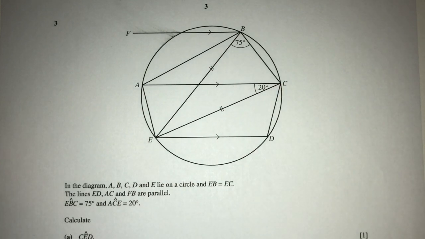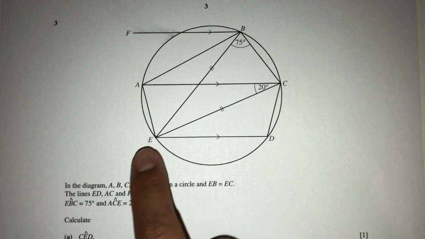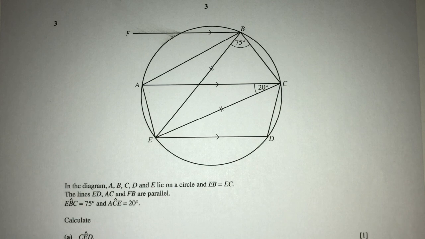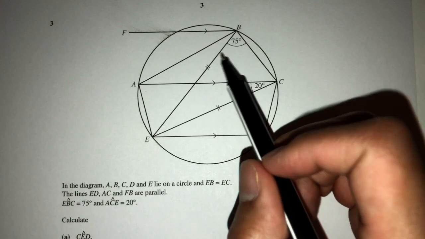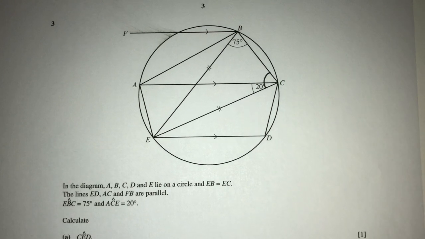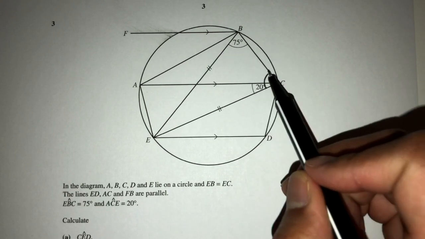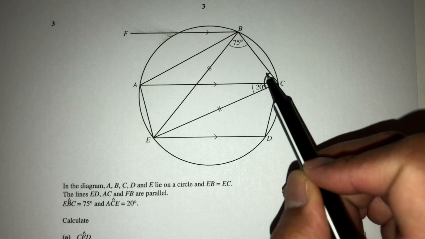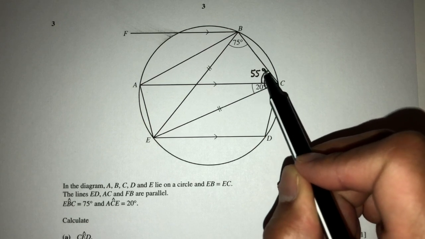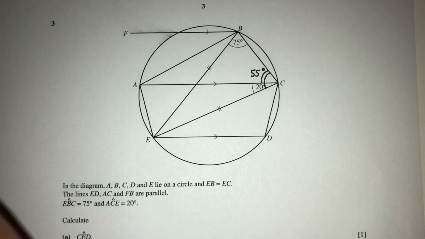Now, the first thing we can derive is what? If you observe, triangle EBC will be an isosceles triangle, which means this angle has to be the same as this angle. This is 75. This will also have to be 75. So this will be 55. That's the first thing we can derive from that information.